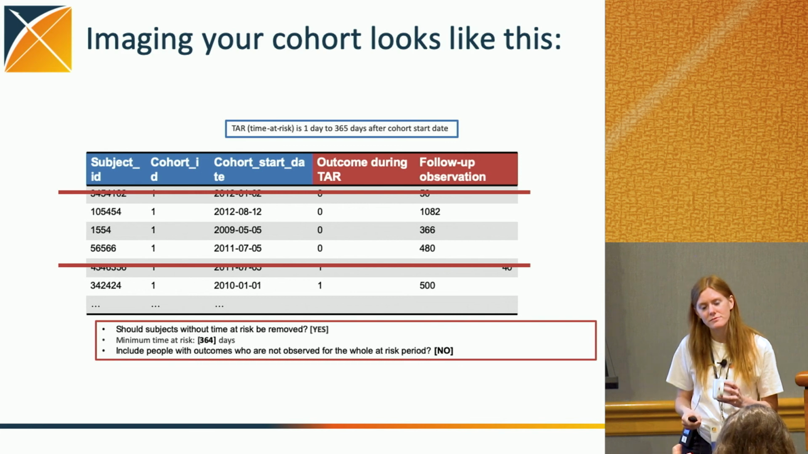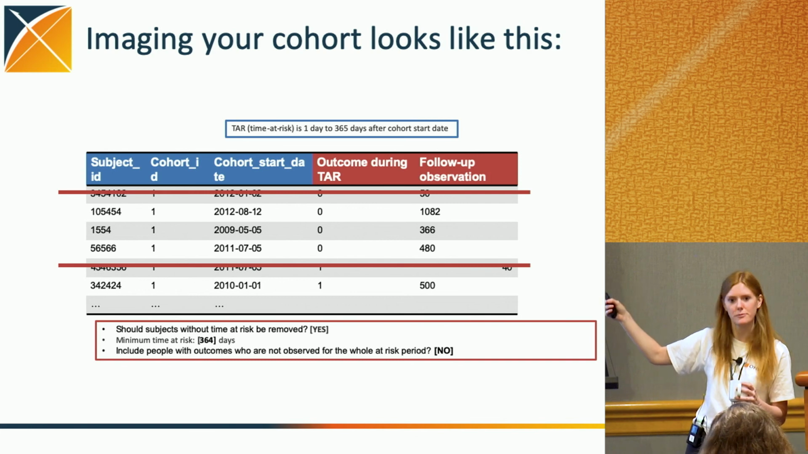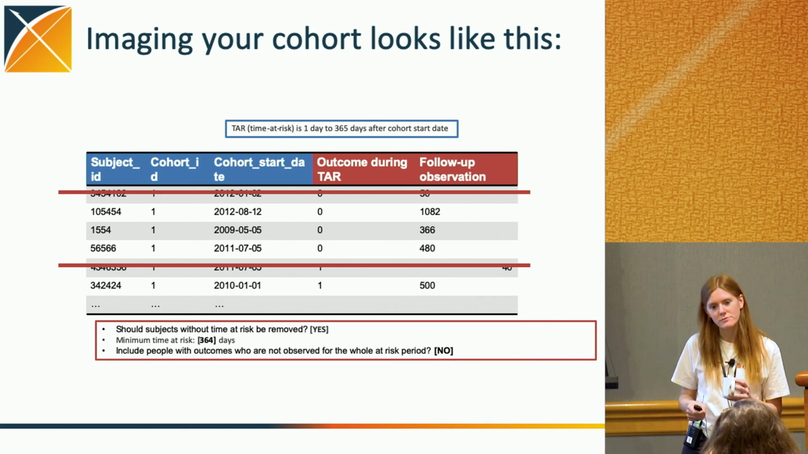So the minimum time at risk you selected was based on your own intuition. Can you program it to be selected based on the best model? Let's say here you selected 1 year of follow-up and you get some model. But if you selected a year and a half, you would possibly get a better model. So maybe it's possible to make this a parameter to see what is the best minimum time at risk so you get the best model.